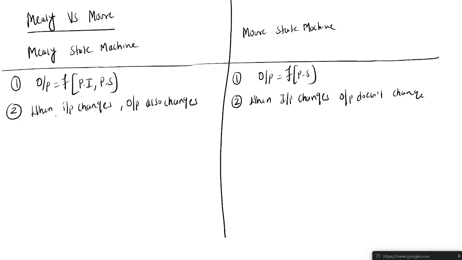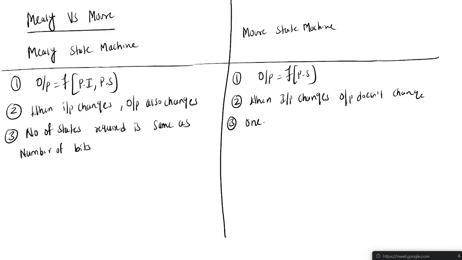Next, the number of states required is the same as the number of bits. So we are going to design the sequence detector. Here one more extra state is required.